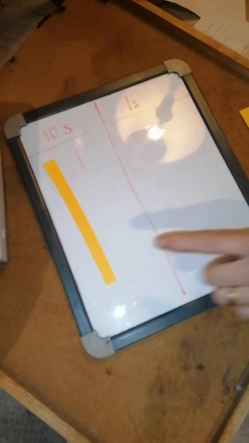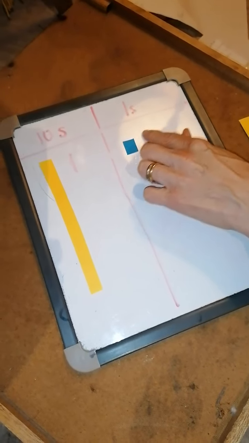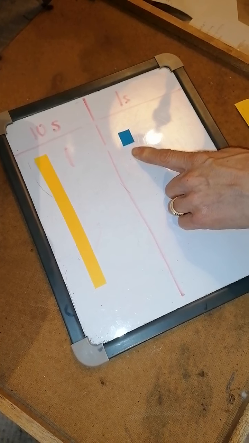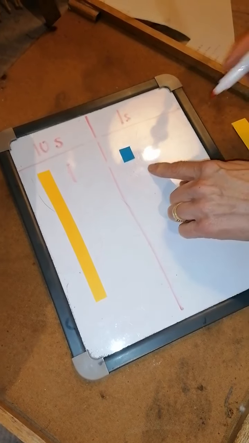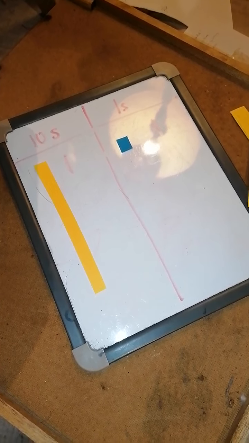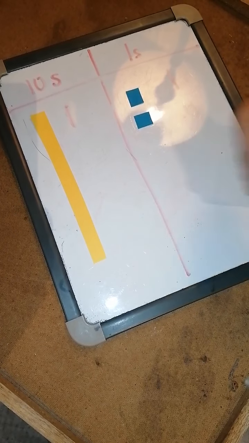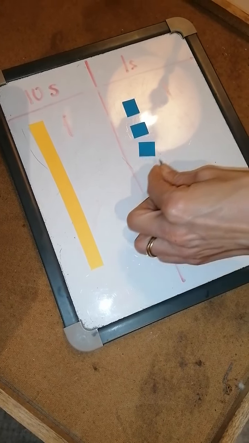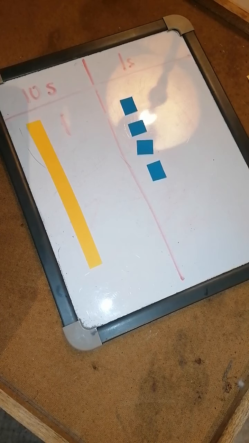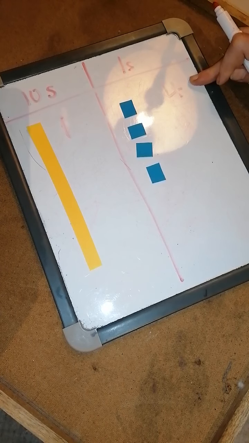Okay, now I can carry on. So I've got 1 ten and 1 one. So now I've got 11. So I've got 1 ten and 1 one. I keep going. I then get 12, 13, 14. So if I was writing this, I've got 1 ten and 4 ones.